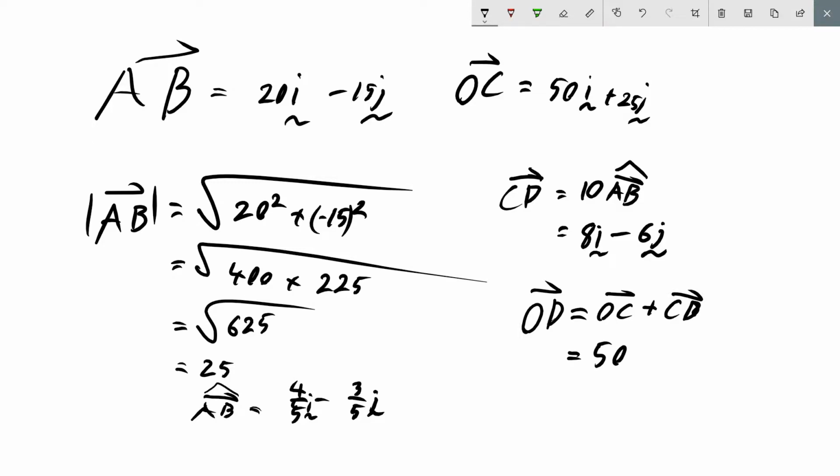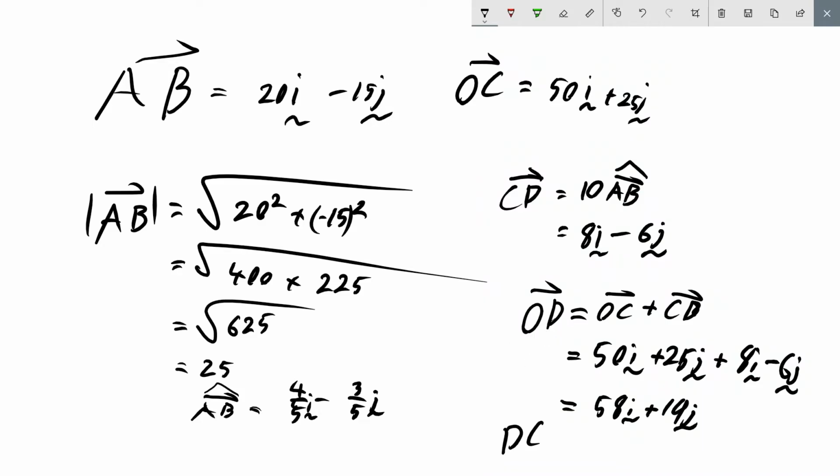So 50i plus 25j plus 8i minus 6j. We'll add these together, so that'll be 58i, and 25 minus 6, that'll be 19j. And because we're starting at the origin, we can put this into a coordinate. So D's coordinates is going to be 58 x and 19 y.